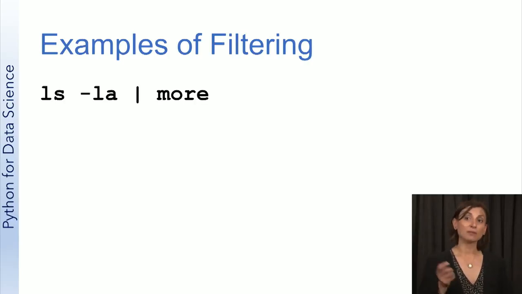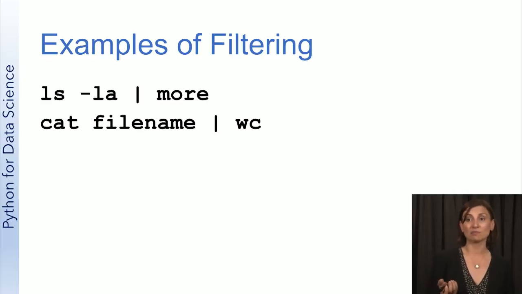ls -la piped into more. Sometimes when we see the output of ls, there are so many files and directories in that directory, it's not going to fit in your shell. So if you simply pipe that to more, you'll see partial outputs of ls -la. And by pushing space, as we've done in our last video, you could see the rest of the files and directories in that directory. The next one, we have cat filename piped into wc. Here we'll see the number of lines, words, and characters in the output of cat, namely the contents of filename.